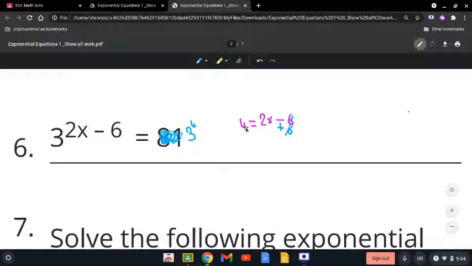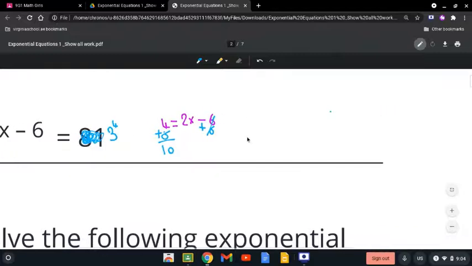Negative 6 plus 6 is 0. And then here plus 6. So 4 plus 6 is 10. So we're just going to write here 10. And on the other side, now we actually found the answer of the question. So now we have 10.